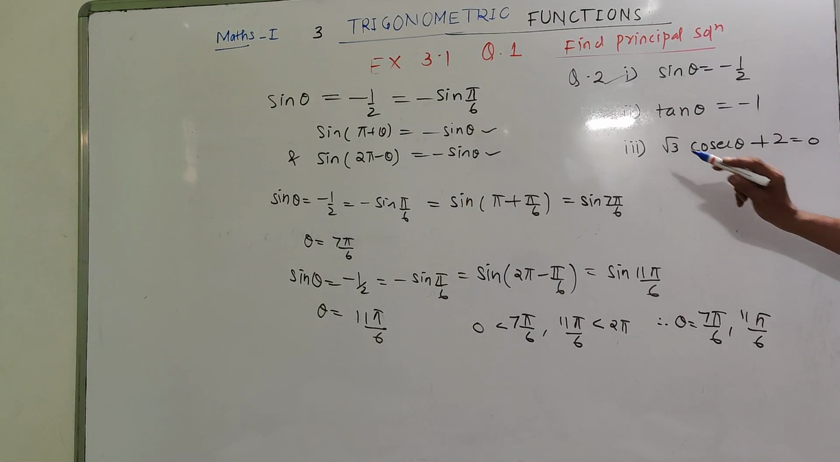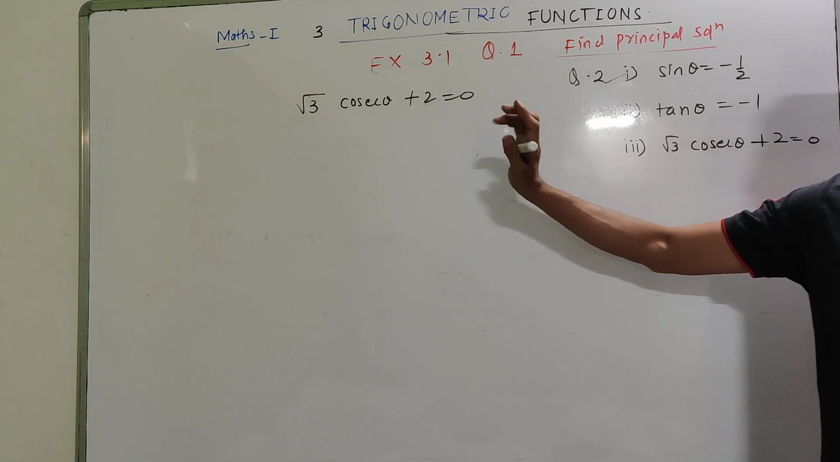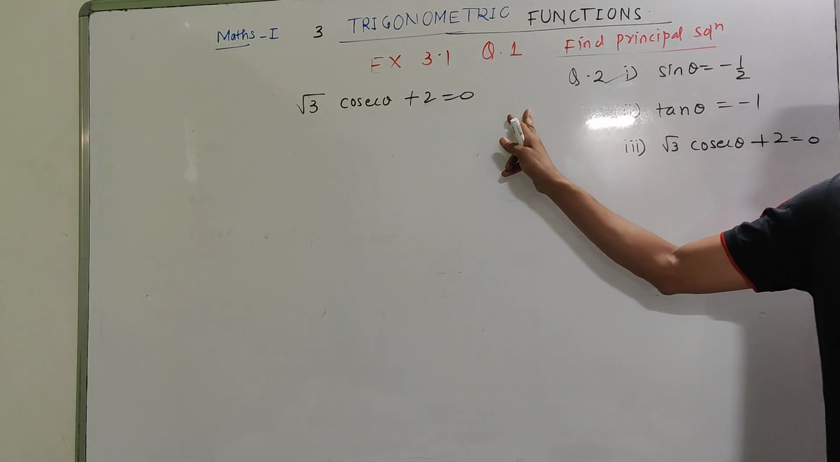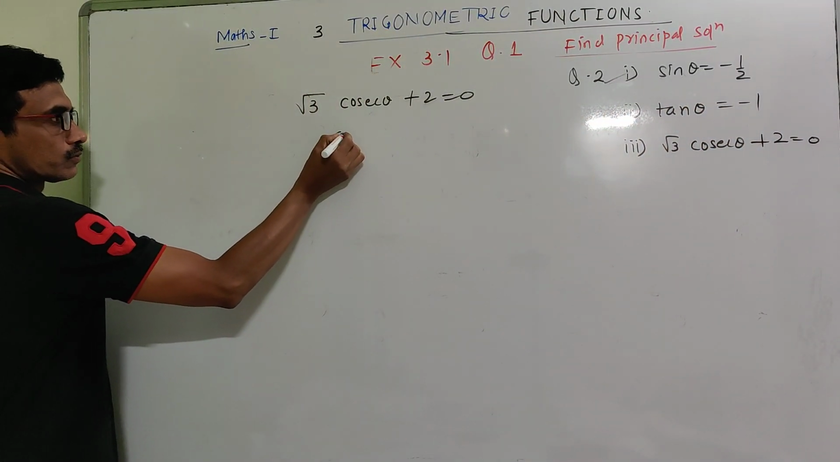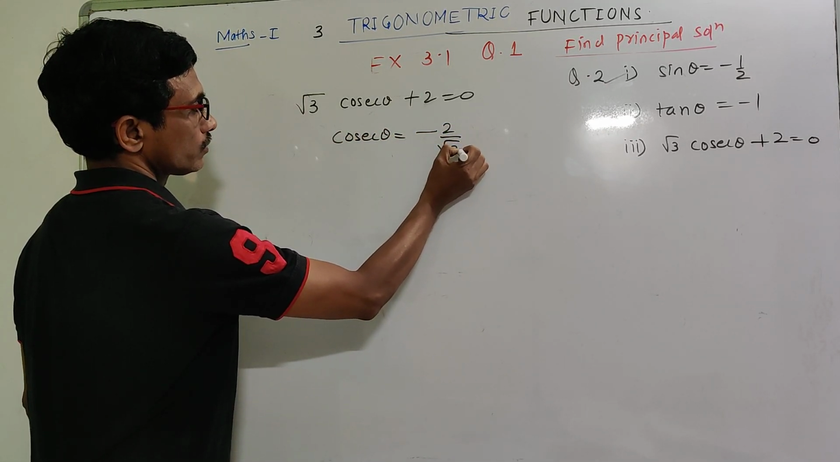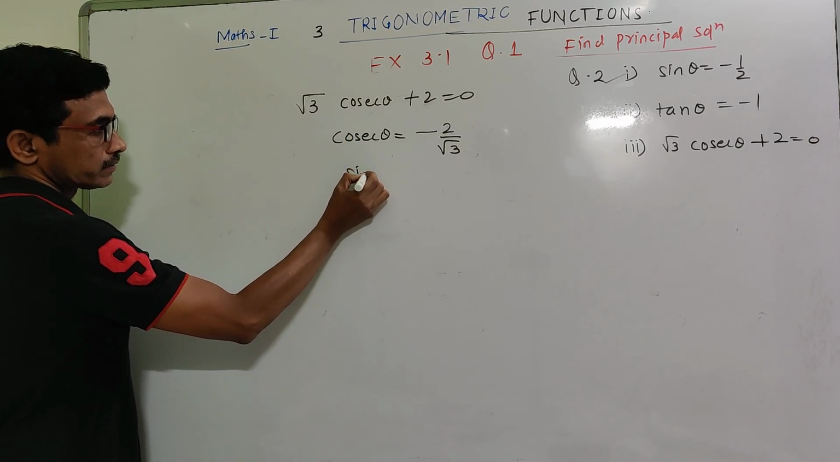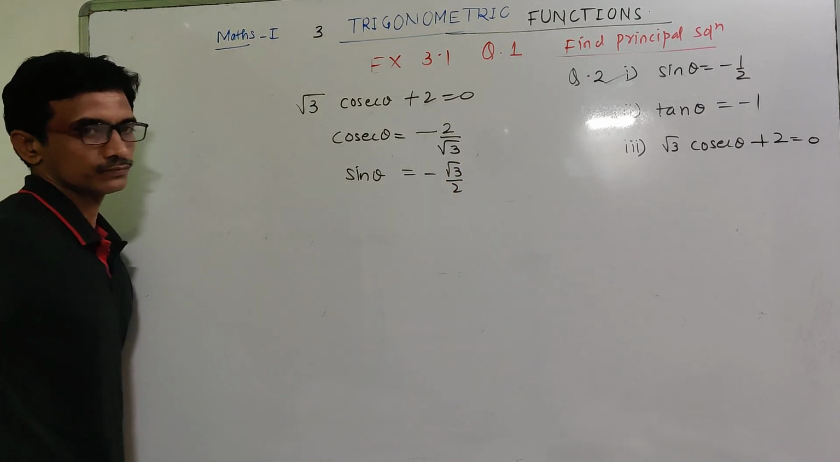Now let's begin with question number 2, sub question 2. Let us try question number 2, sub question 2, tan theta is equal to -1, root 3 cosec theta plus 2 is equal to 0, or third sub question. Transfer this 2 to the right hand side and this root 3 we are taking in denominator, so that cosec theta will be equal to -2 upon root 3, and we can write sin theta, which is reciprocal of that, minus root 3 upon 2.